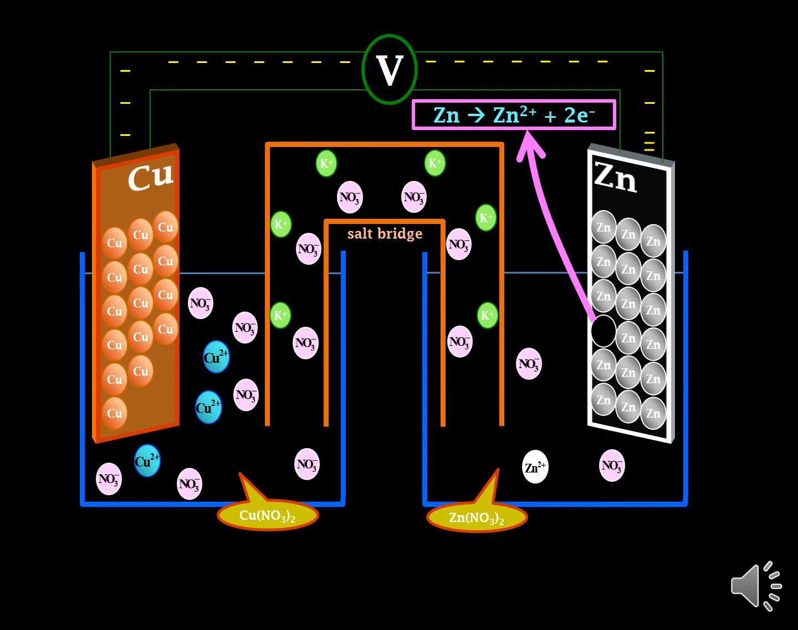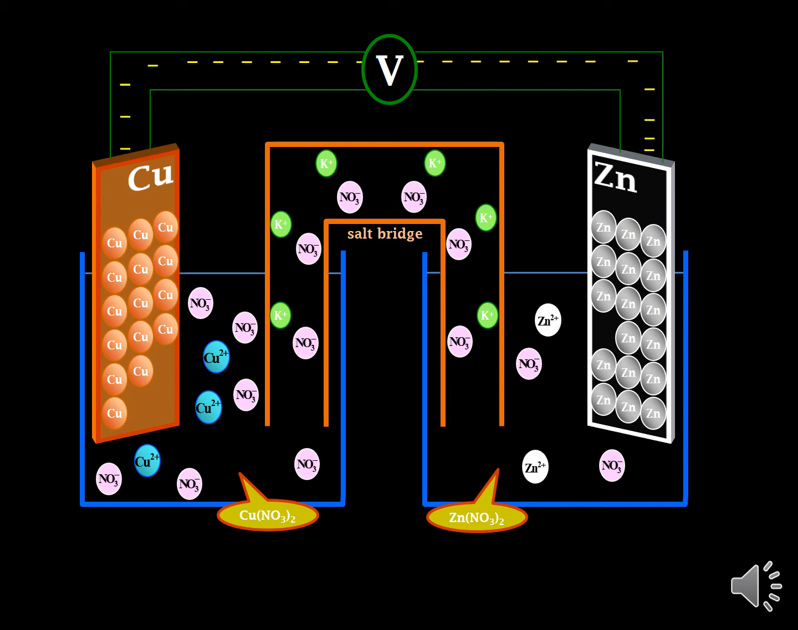And the zinc ion, which is formed by losing the electrons, will move in the solution. Here we can see the movement of electrons from zinc to copper, because zinc atoms on the zinc electrode are losing electrons and converting into zinc ions.